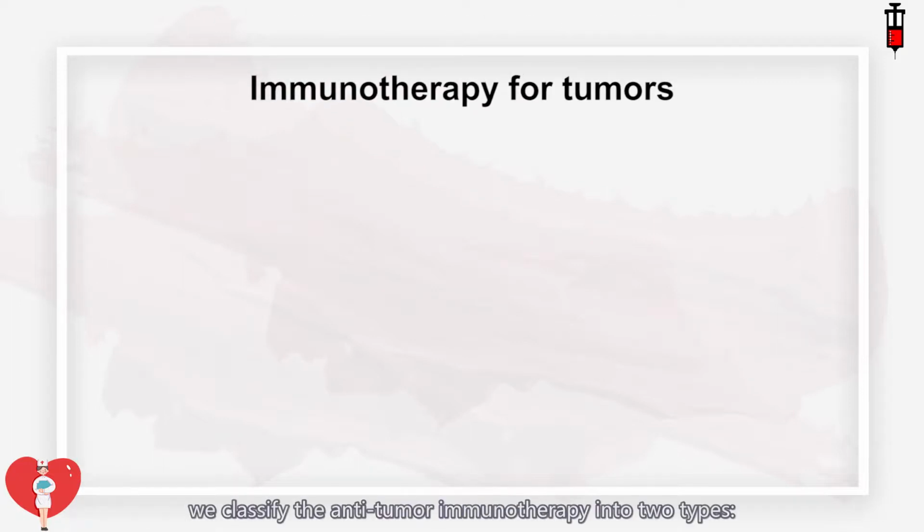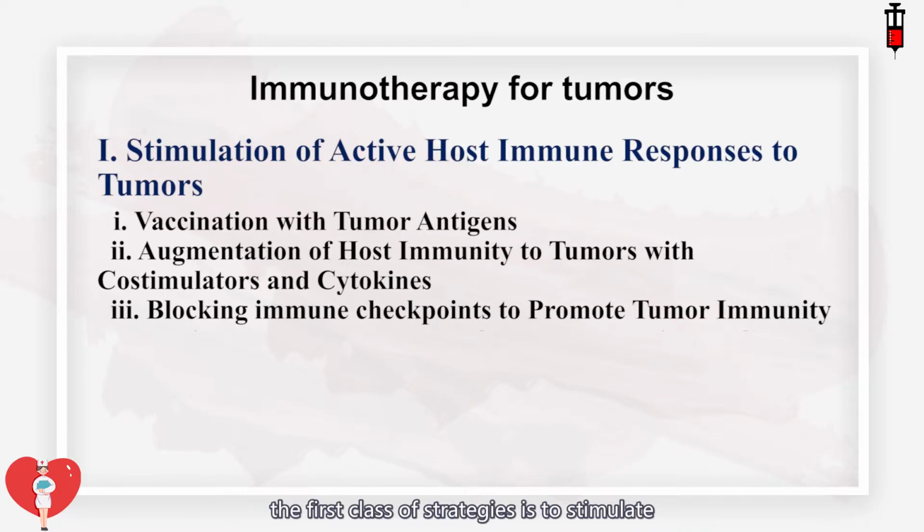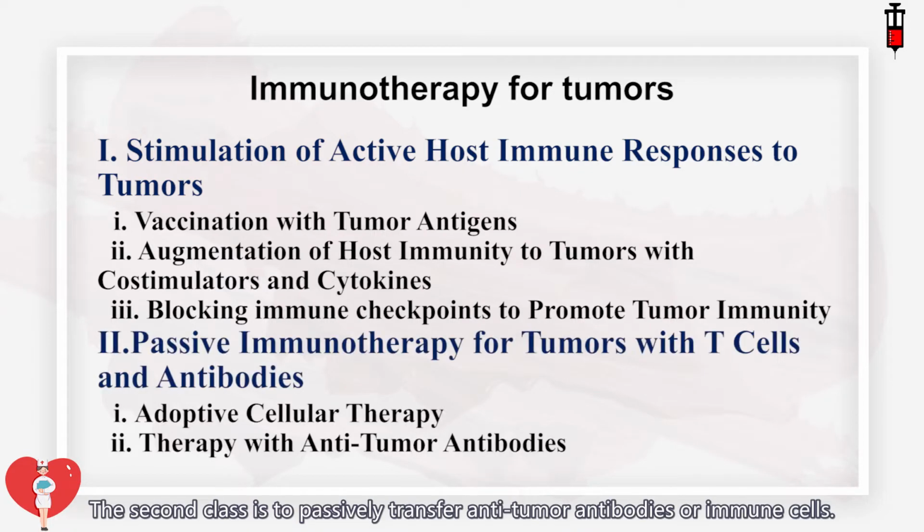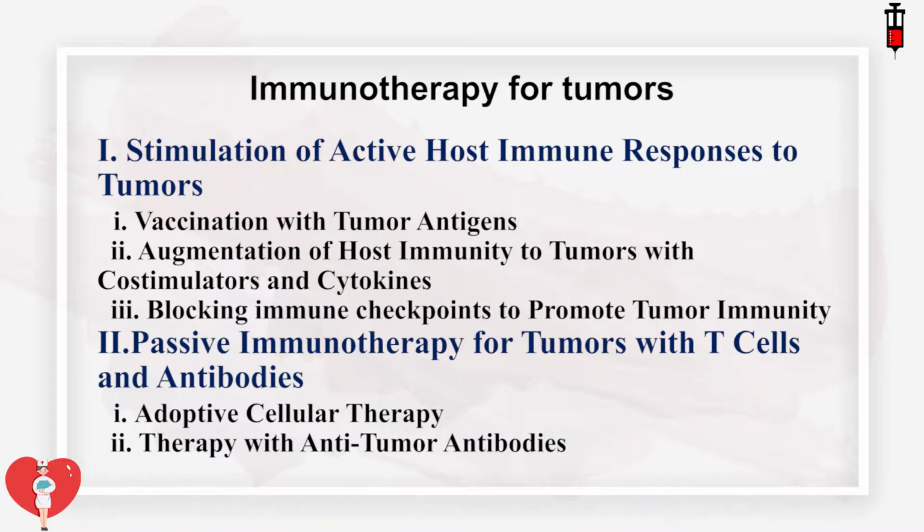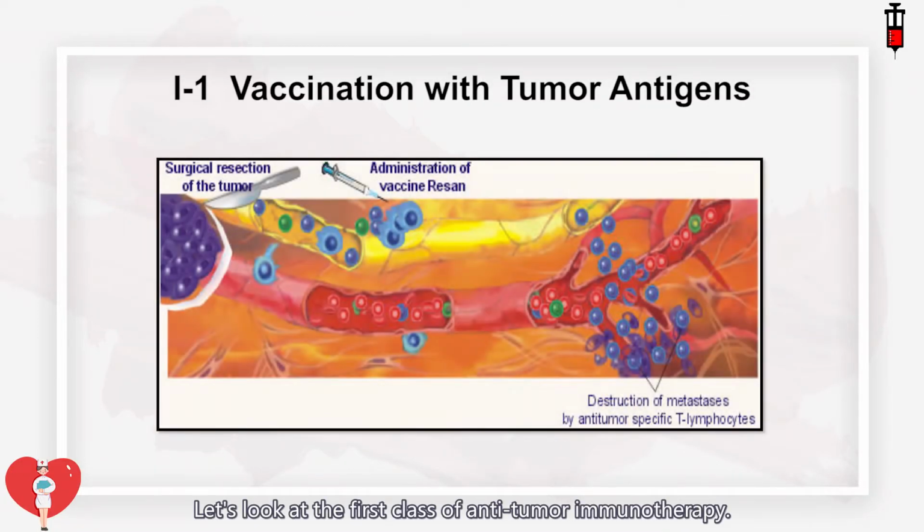In general, we classify anti-tumor immunotherapy into two types. The first class of strategies is to stimulate the active anti-tumor immune responses by using vaccines, cytokines, or by blocking immune checkpoints. The second class is to passively transfer anti-tumor antibodies or immune cells. Let's look at the first class of anti-tumor immunotherapy.